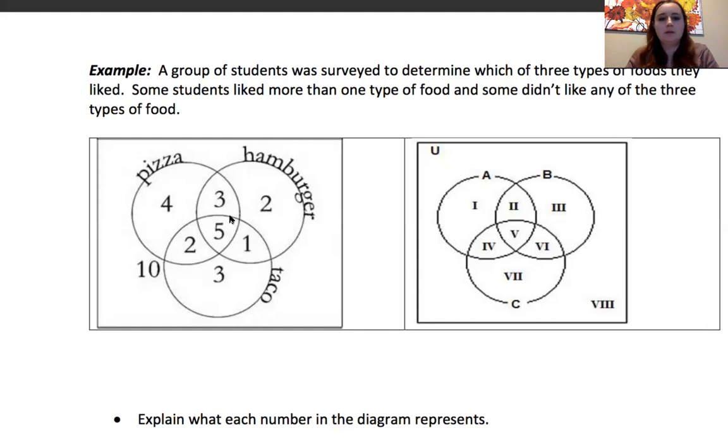Oh, how many people like tacos? So we look at the taco circle. All of those. So 2, 5, 1, and 3, those like tacos. And that's 11 people. But they have to like tacos, but not pizza. So if you look at it, the 2 and the 5 are in the pizza circle. So those 7 people like pizza, and I don't want to include those people in my question. So 1 and 3, 4 people like tacos, but not pizza.